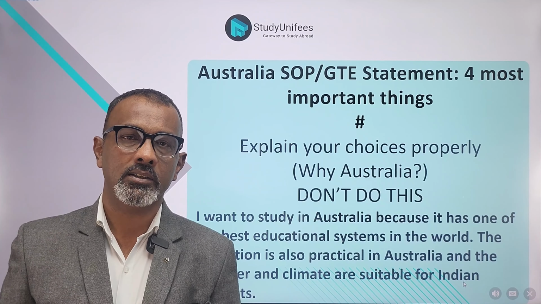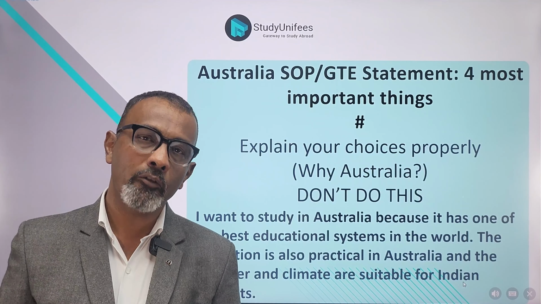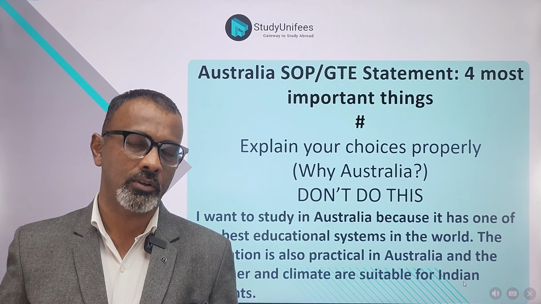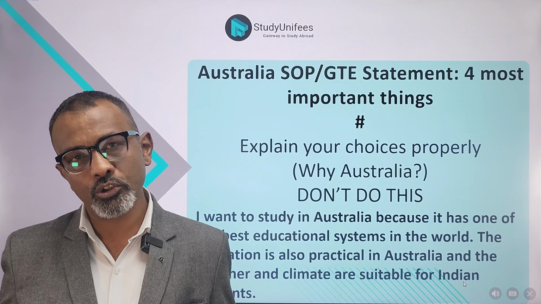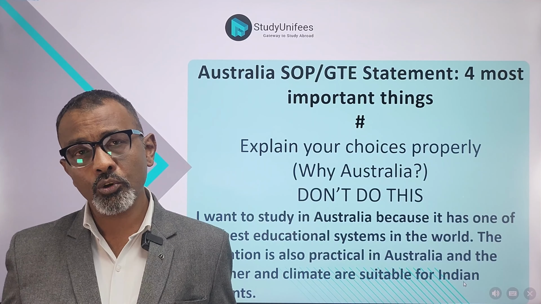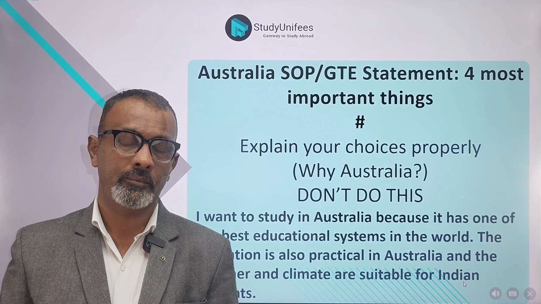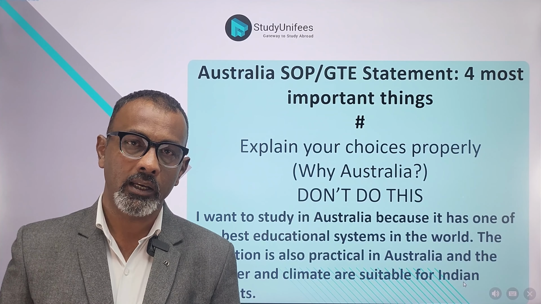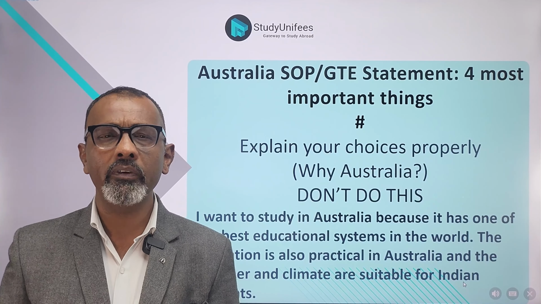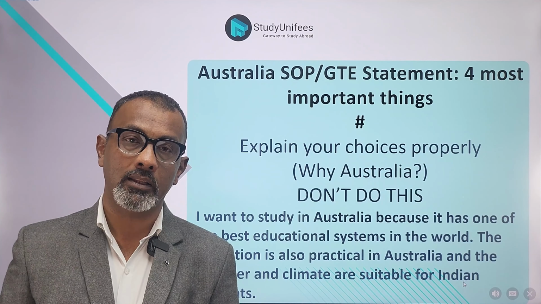Do not talk about Australia as a study destination in a very vague manner by saying the stuff that a whole lot of students say. That they chose Australia because it has a very strong educational system, that they chose Australia because education is practical, not theoretical. A lot of students also like to say that the weather of Australia is suitable for them. These are very vague, very general facts. You have to be a lot more specific than this.